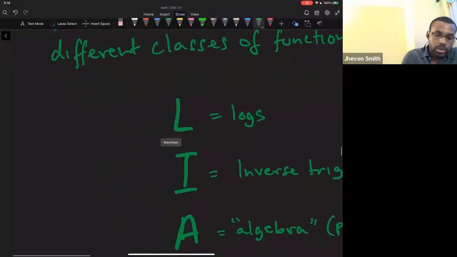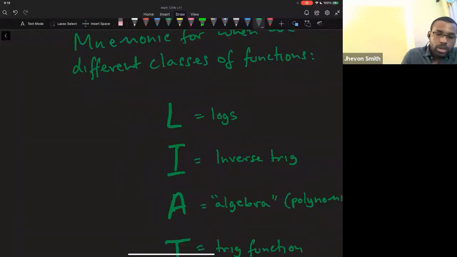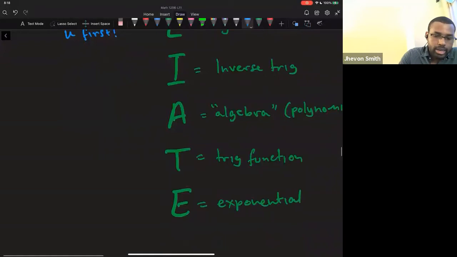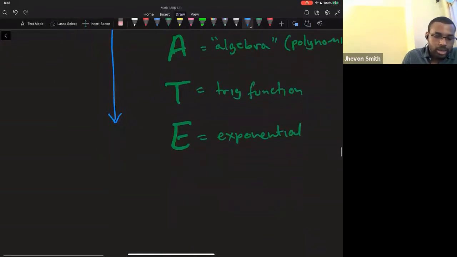Now, here's how the choice is made. Guys higher in the list get to be U first, right? And then guys lower in the list get to be U last.